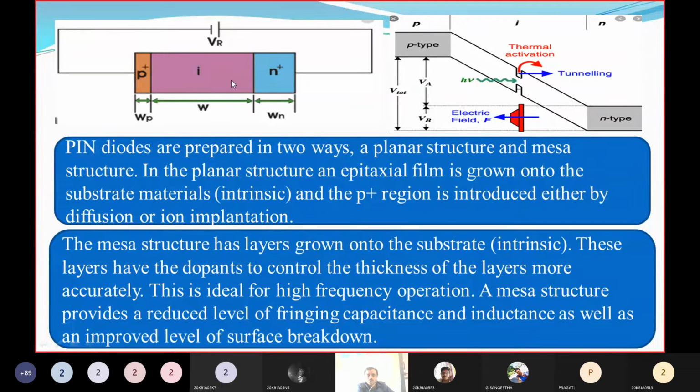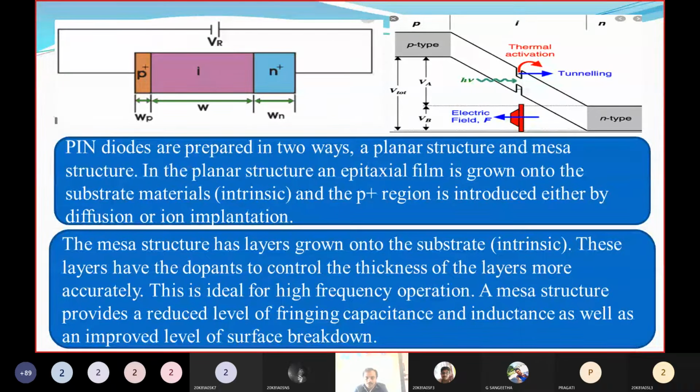Now, already we discussed the working. In case of the PIN diode, how to prepare this PIN diode? I will explain. There are two ways: one is the planar structure, another one is the MESA structure.